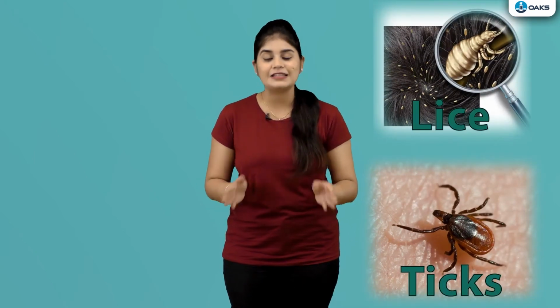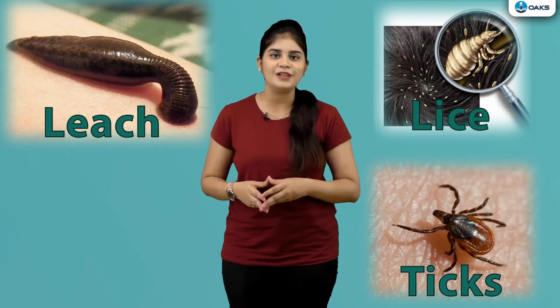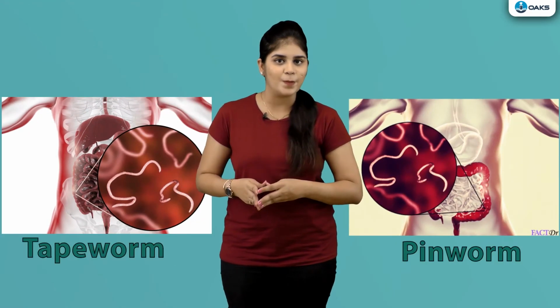Ticks, lice and leeches are examples of parasites. Some parasites are also found in our body, like tapeworm and pinworm. In plants, Cuscuta exhibits a parasitic mode of nutrition.